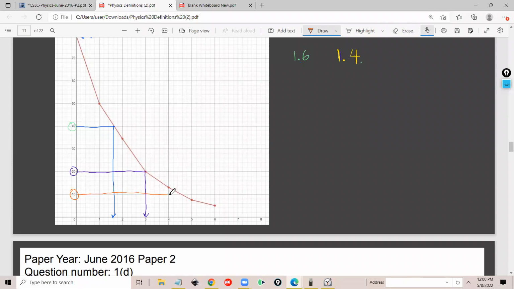Now remember, everybody's going to get slightly different values because when you're drawing a curve, everybody's hand is going to be slightly different. So if you get 1.5, it's really not a problem. My next one is happening at 4.6. So if this one is at 3 and this one is at 4.6, 4.6 minus 3, I'm getting another 1.6.